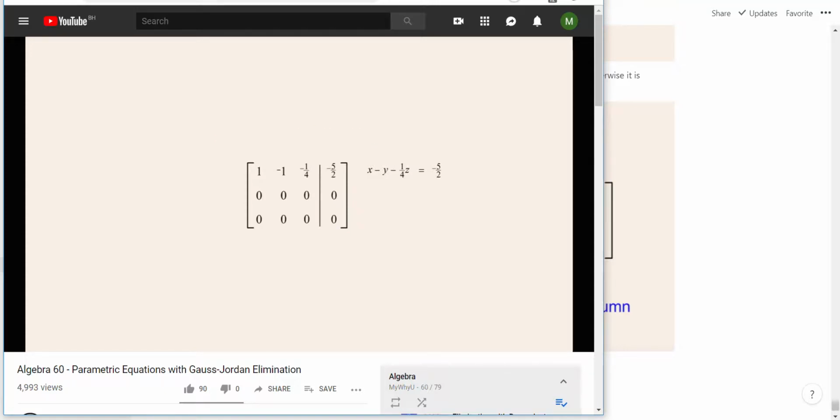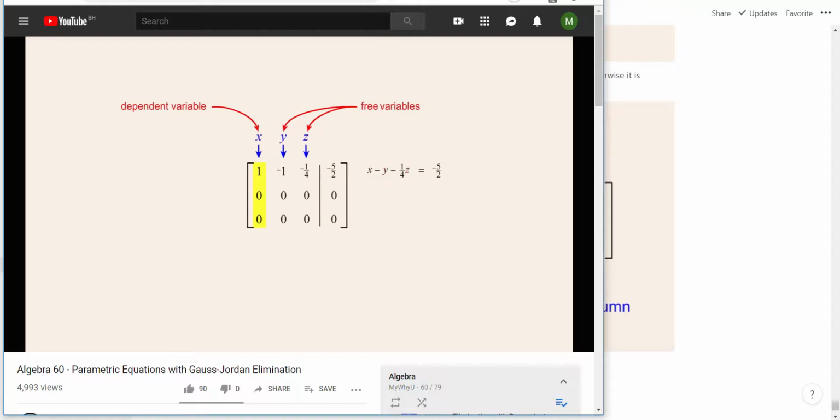Looking at the reduced row echelon matrix, we see that there is only one pivot position, and thus one pivot column. Since this pivot column corresponds to the variable x, x is the dependent variable, and y and z are free variables.